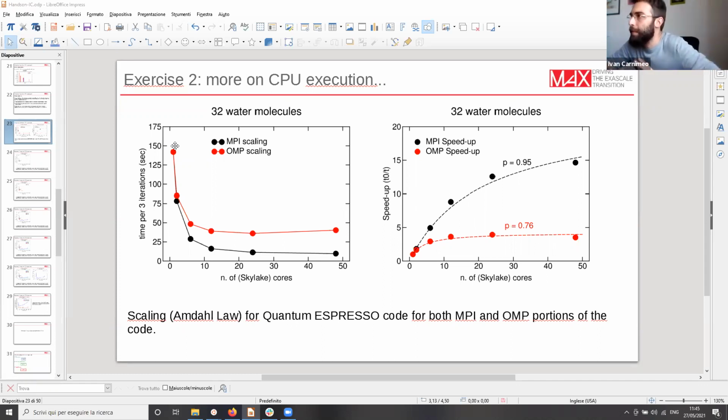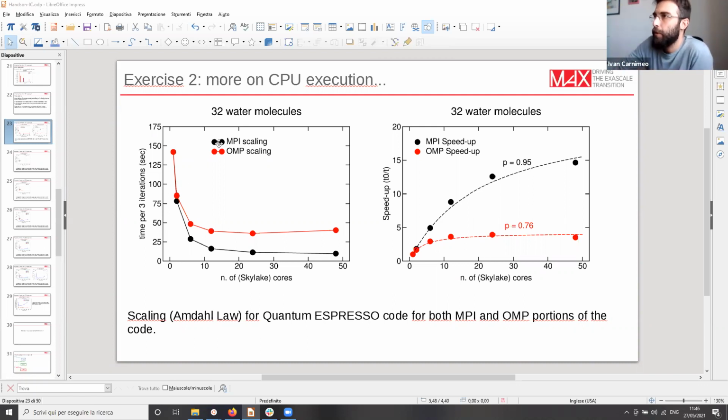Quantum Espresso has been natively developed using MPI scaling. The code has been written specifically for MPI because it is very important to distribute memory when you want to treat large systems, large molecules. If the memory requirement is too much, you are not able to run calculations because you have an out of memory error. For this reason, Quantum Espresso is mainly parallelized using MPI.